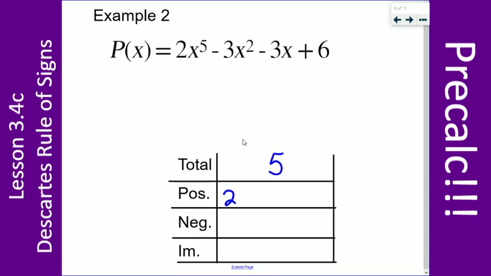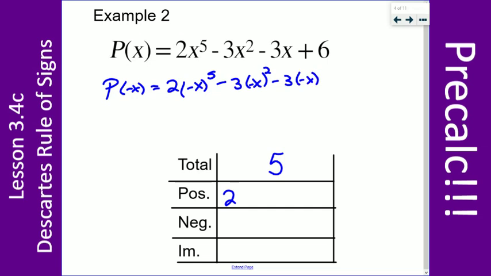Okay. So then we want to find how many negative roots we have. So we want to evaluate our function for f of negative x, or in this case, p of negative x. We're going to plug in negative x everywhere we see an x: 2 times negative x to the 5th minus 3 times negative x squared minus 3 times negative x plus 6.